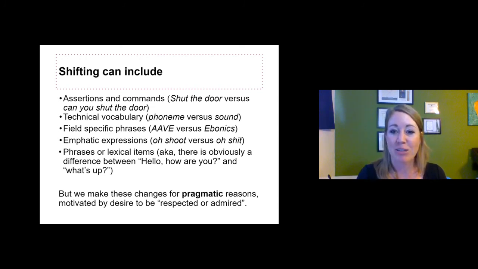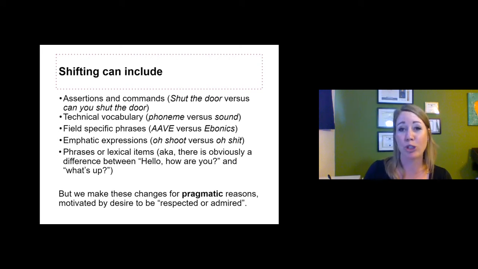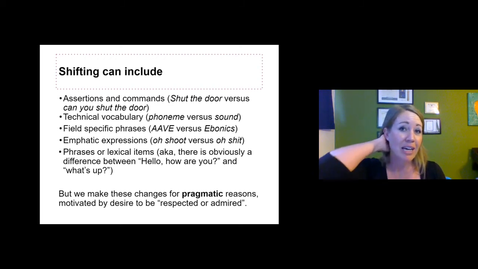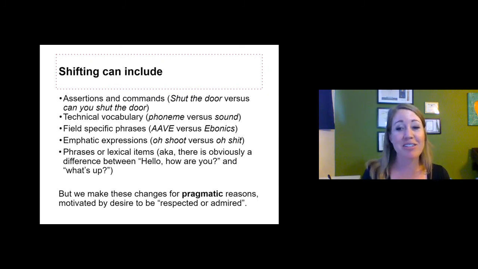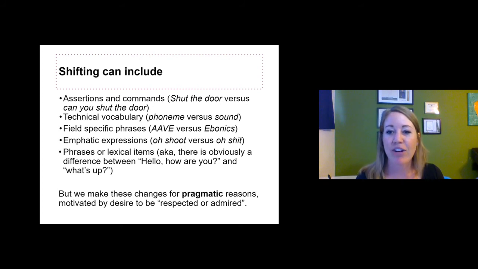Empathic expressions, so think about this. Are there people in your life that you can say, "Oh shit" to? And are there other people in your life that you have to say, "Oh shoot"? Who can you not say "Oh shit" to? Okay, so you're already thinking, I wouldn't say it in front of this person, right? Because you're shifting. This is a good example of shifting your style to meet the audience. And then phrases, "Hello, how are you" and "What's up." There's a difference there. We make all these choices for pragmatic reasons, for whatever is going to get us the most respect and admiration at that time.